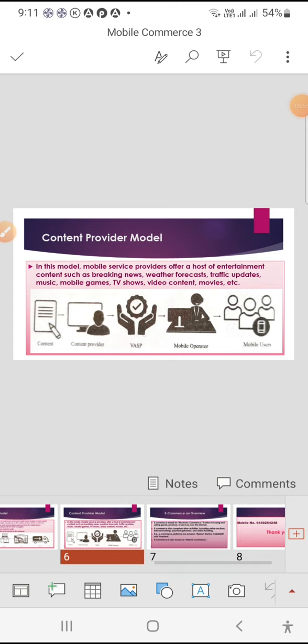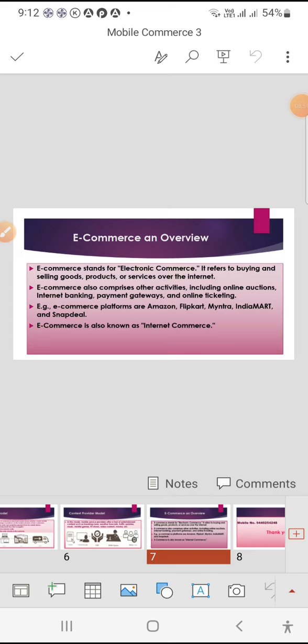And now we'll see an overview of e-commerce. We go through it. E-commerce stands for electronic commerce. Okay, so far we have discussed mobile commerce. Mobile commerce is a subset of e-commerce, and we'll have an overview of this e-commerce. E-commerce stands for electronic commerce. It refers to the buying and selling of goods, products, and services over the internet.